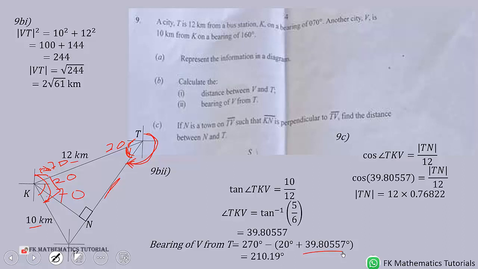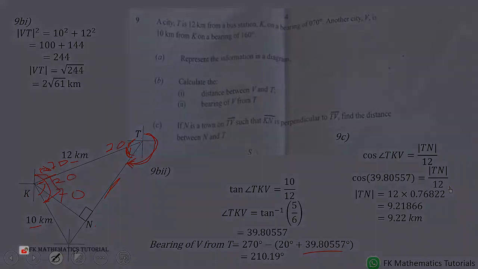So in this case, KT has become the hypotenuse for triangle KNT. TK has become the hypotenuse. That is why it is over 12, because cos is adjacent over hypotenuse. So when we do that, we are getting 9.21866. That is 9.22 kilometers to 2 decimal places.